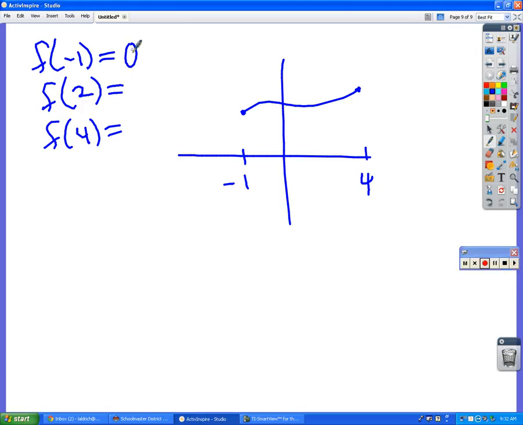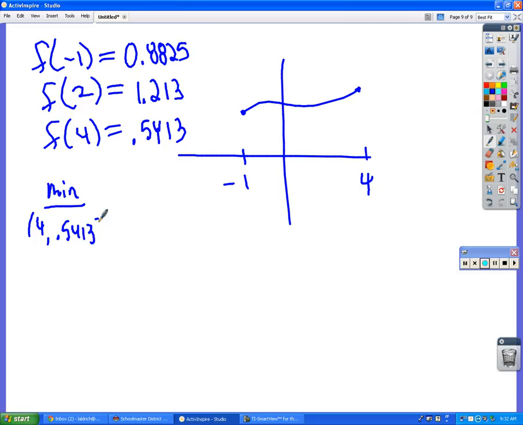Okay, so this comes out to be 0.8825. This comes out to be 1.3. Okay, good enough. And this one is 0.5413. So our minimum is 0.5413. And our maximum is 1.213. Okay? I guess it just wants the maximum and the minimum, so it just wants the y value for this particular question. All right, anything else from that assignment?